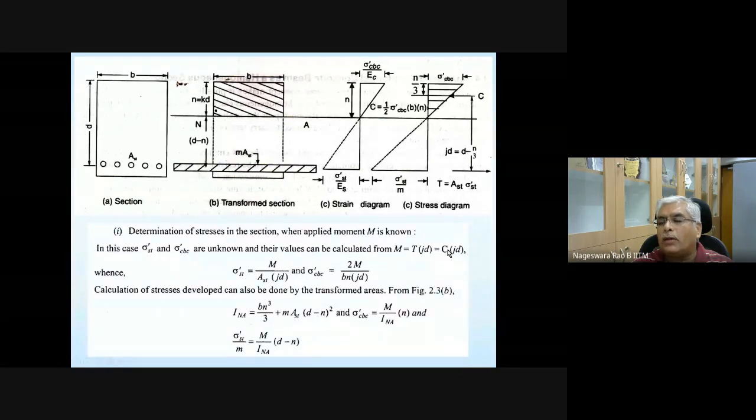And C is equal to half sigma CBC prime multiplied by B times N. If you substitute that C value here and rearrange it, you can write sigma CBC prime like this. So make a note of these two equations: sigma ST prime and sigma CBC prime. Once you know the lever arm distance, the cross-sectional details and the applied moment, you can easily find the stress in steel and the stress in concrete.